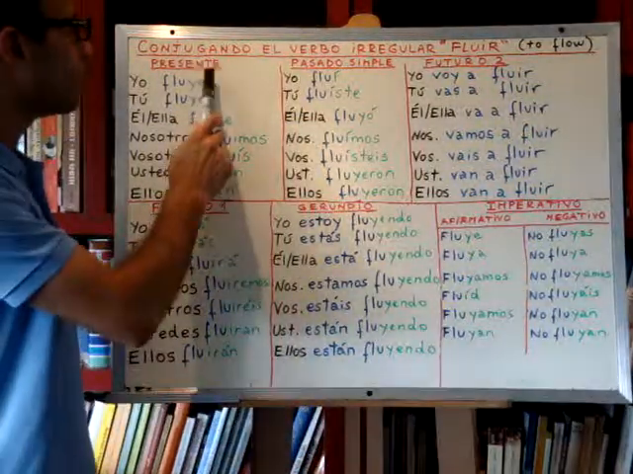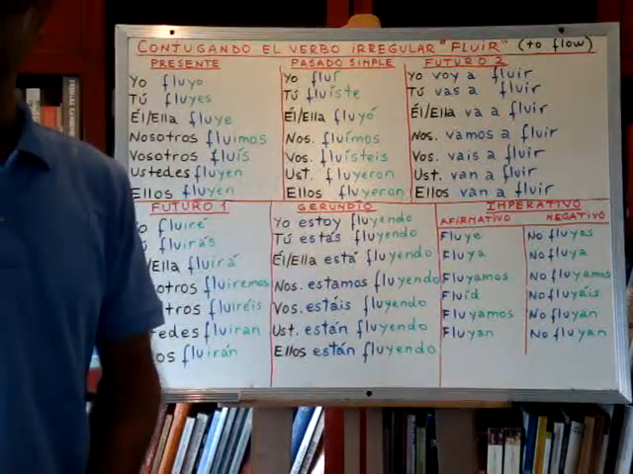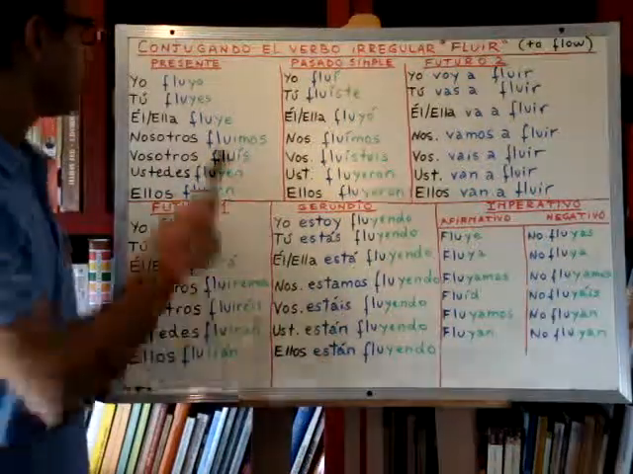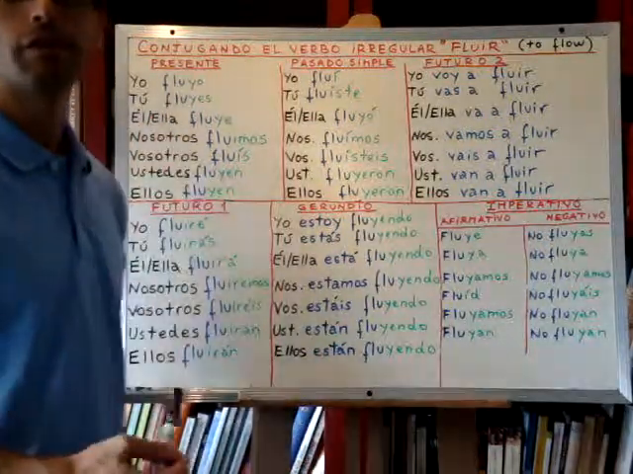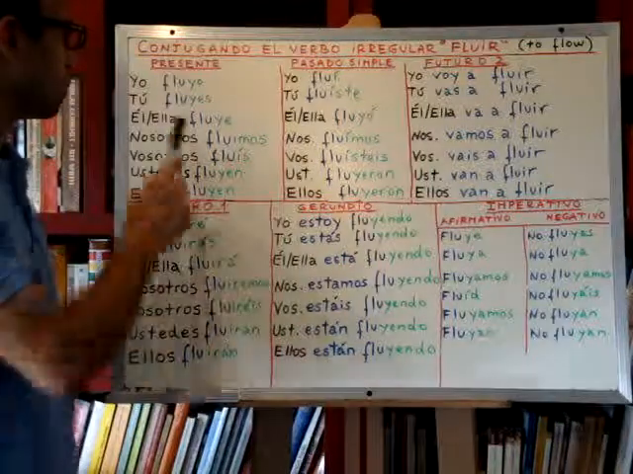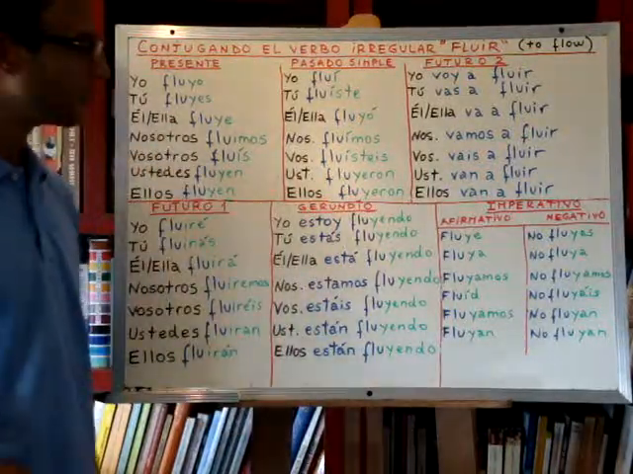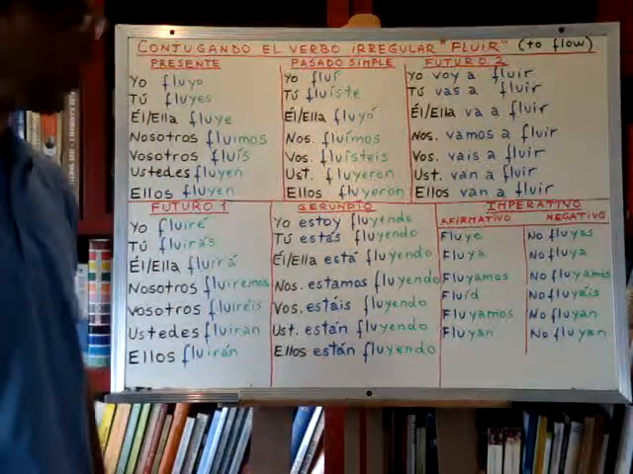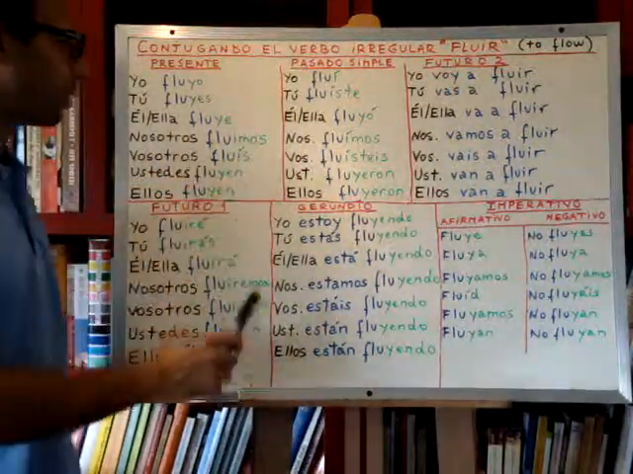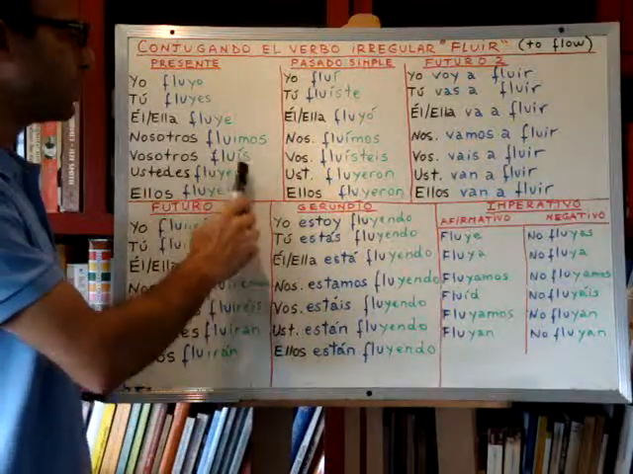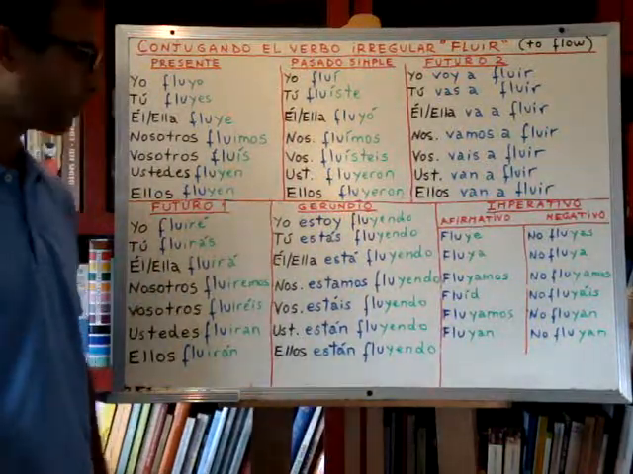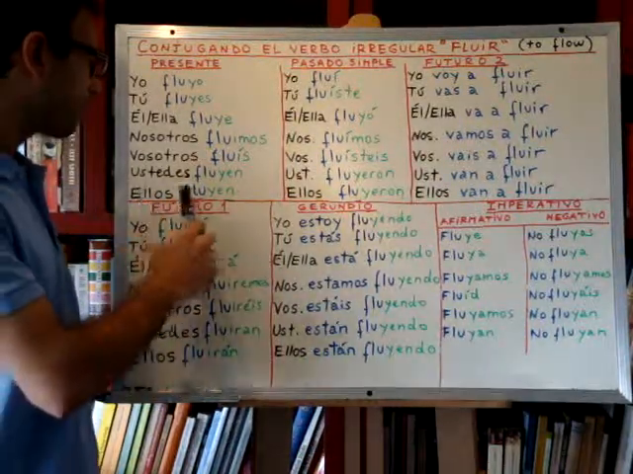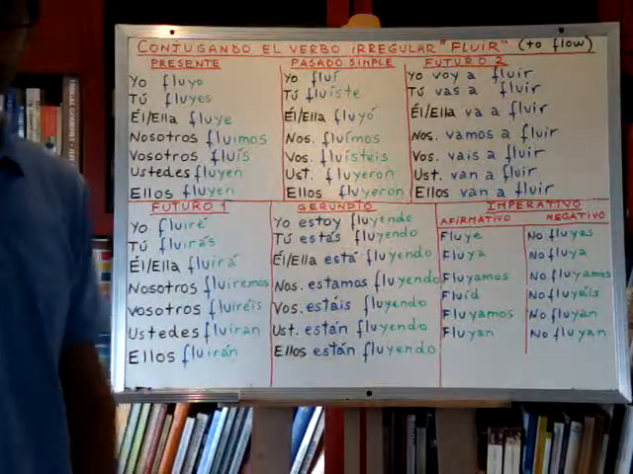Ahora comenzaremos a conjugar el tiempo presente. Now we will begin to conjugate in the present tense. Yo fluyo, I flow. Tú fluyes, you flow. Él fluye or ella fluye, he flows or she flows. Nosotros fluimos, we flow. Vosotros fluís, you plural flow. Ustedes fluyen, you plural flow, and ellos fluyen, they flow.